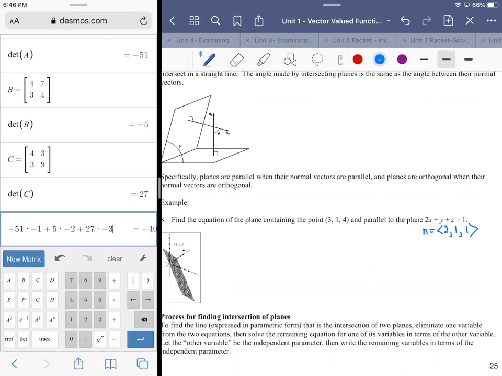We have that fixed point that we could call P, and so that would correspond with a vector 3, 1, 4. We know the vector Q is our variable vector x, y, z. And so just kind of going back to it, it's a matter of dotting N against Q and N against P.